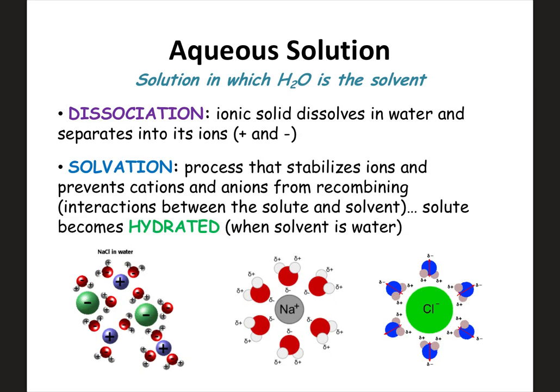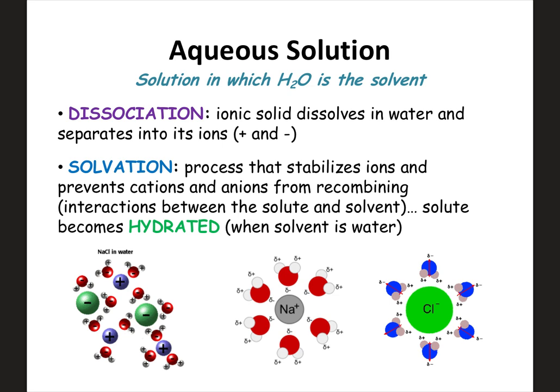So that would be a non-electrolyte, and typically you'd expect this for polar substances that dissolve in water that aren't ionic. I just mentioned dissociation, so we want to make sure that we remember what that is. That's when you have an ionic solid dissolving in water and separating into its plus and minus ions. If you remember, the plus and minus get stabilized by the water molecules. That process is called solvation. It's a process that allows these stabilized ions to stay apart and prevent them from coming back together.